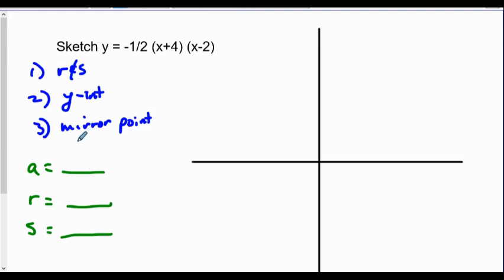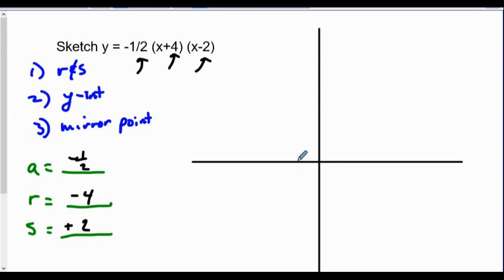Okay, so A is the value that comes in front there. It's -1/2. R comes from that 4, but it's the reverse sign of that, so it's a -4. And S is the 2, and it's a +2. I'm going to put a positive there, okay? Awesome, there we are. So now let's just graph those values.